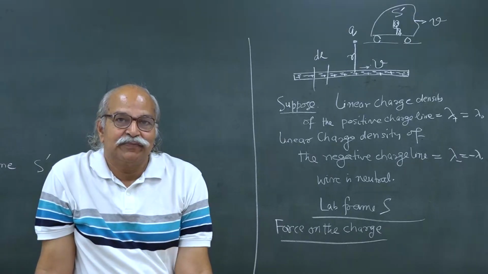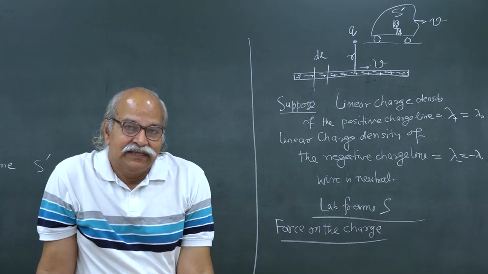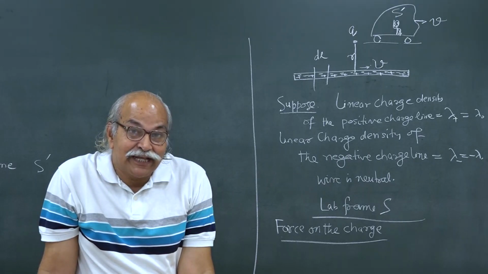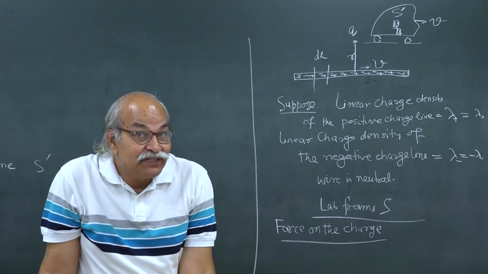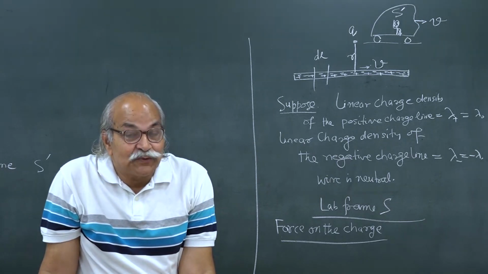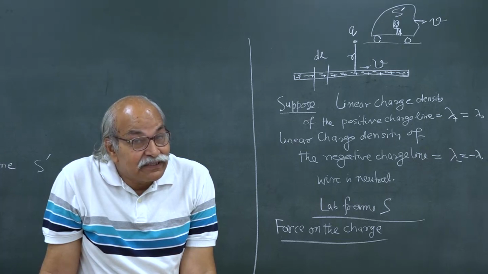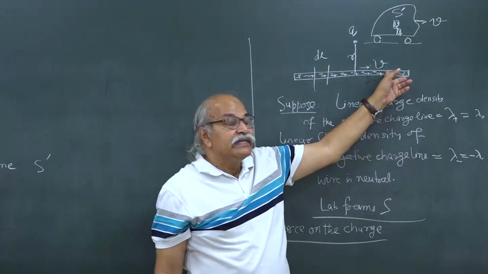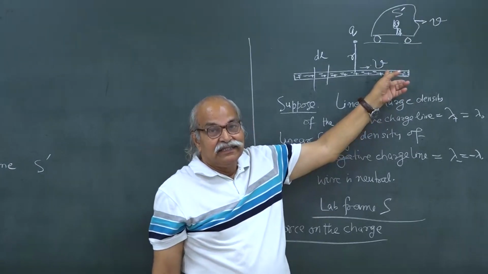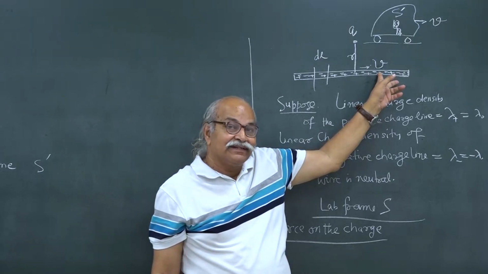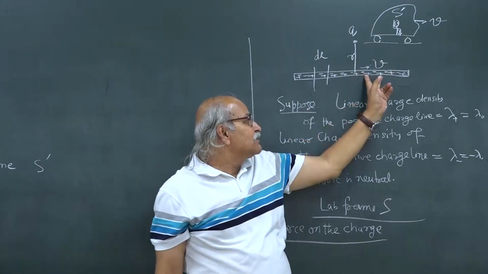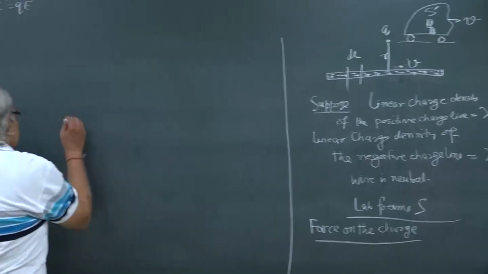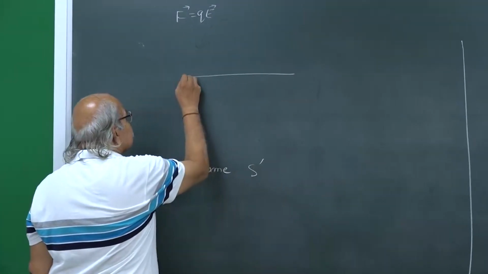So, in this S prime frame, the negative charges are at rest, because in the lab frame the trolley is going with velocity v towards right, and the negative charges also are going towards right with the velocity v, and therefore, from the trolley frame this negative charge is at rest, but the positive charges are not at rest. In the trolley frame, the positive charges are moving in the opposite direction with a velocity v. So, this is the situation now.